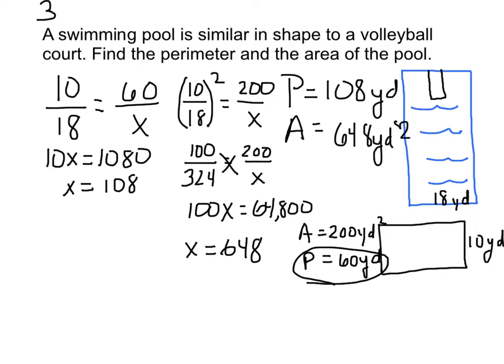So remember, once again, your two key ideas. The key ideas state the perimeter has the same ratio as the side lengths. The area, you have to take the ratio of the side lengths and square it. And that's it. That's how you find the area and perimeter involved with similar figures.